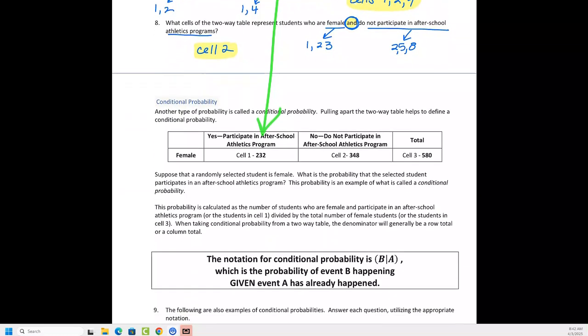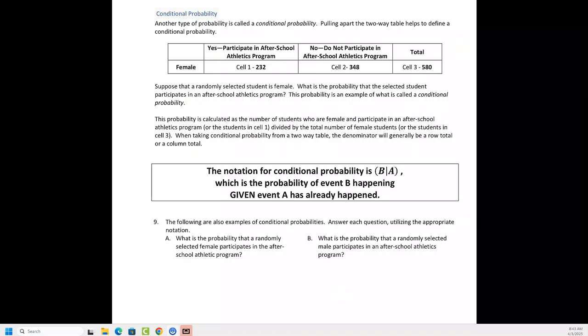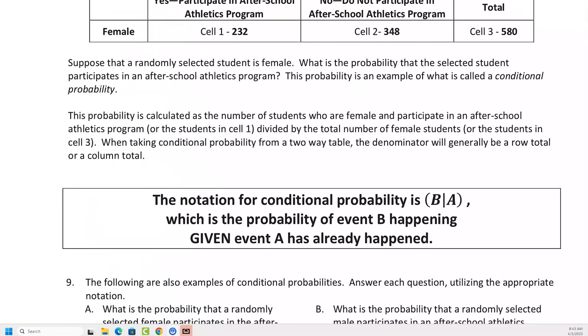So let's come down here and take a look. It says, suppose that a randomly selected student is female. See here, suppose that a randomly selected student is female. This is what's giving us the idea that we are going to only focus on this row. I call that the given. What is the probability that the selected student participates in an after-school program? This probability is an example of what is called a conditional probability.